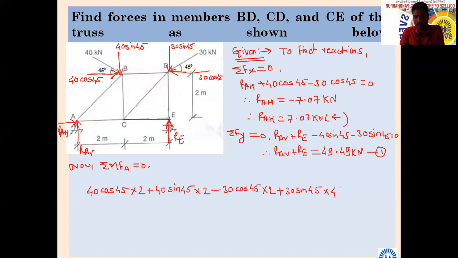Our major task: reaction E, or RE. How will the object rotate? Anti-clockwise. So anti-clockwise RE into, what is the perpendicular distance between reaction RE and point A? 4. RE into 4, equal to 0. From this, calculate RE. Calculate and tell me how much it is, reaction RE.